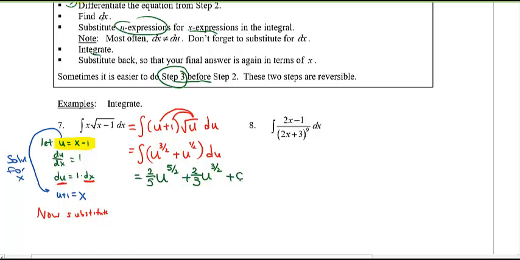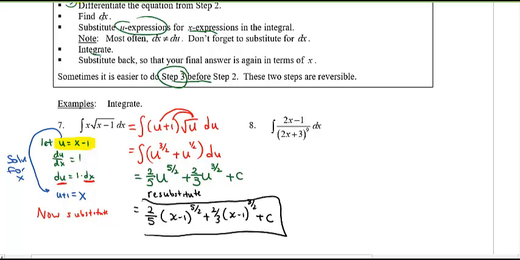Now, don't leave your answer like this, because our original question was in terms of x. So your last step now is to re-substitute. 2 fifths, the u is once again x minus 1, plus 2 thirds, x minus 1 to the 3 halves, plus c. And this is your answer to this integration question.